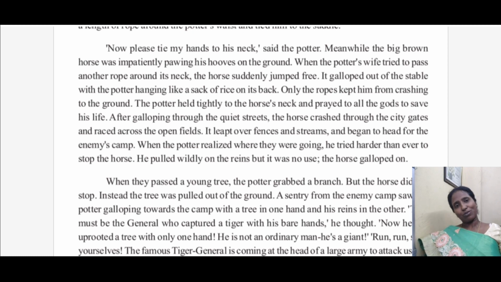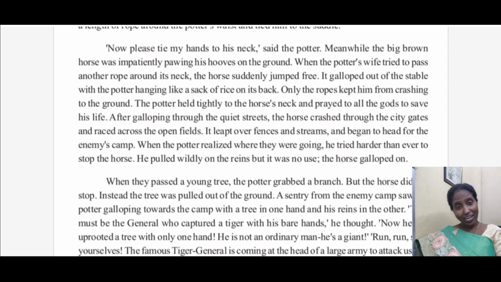Now the potter was sitting just like that. The horse started running at great speed, and only the ropes kept him from crashing to the ground. The potter held tightly to the horse's neck and prayed to all the gods to save his life. After galloping through the quiet streets, the horse crashed through the city gates and raced across the open fields. It leapt over fences and streams and began to head for the enemy's camp.